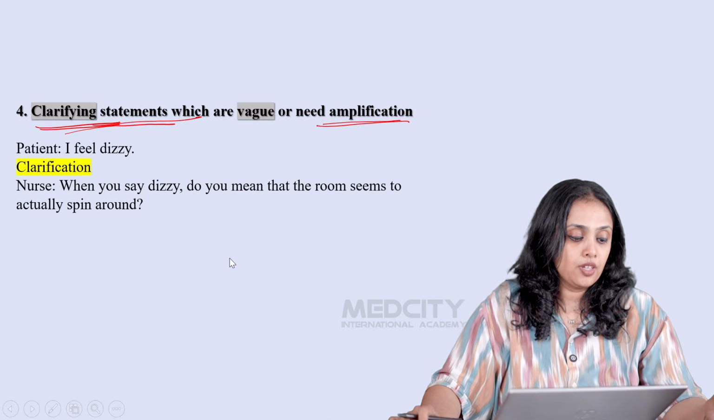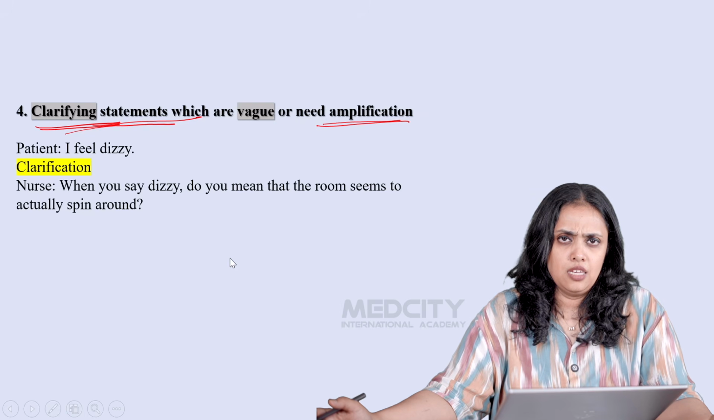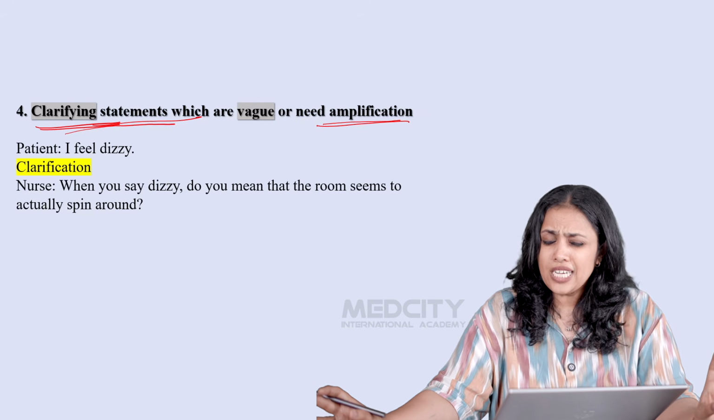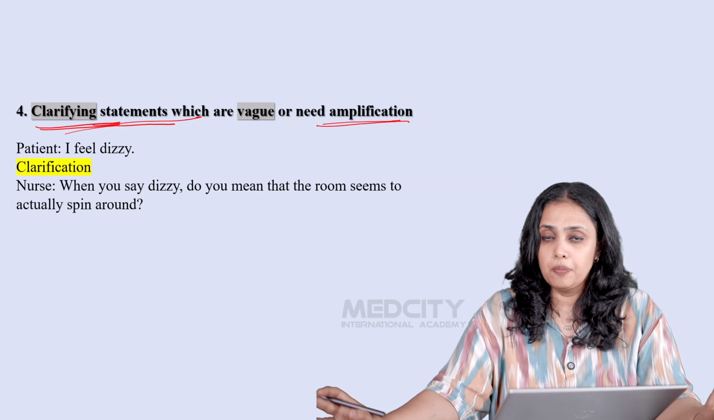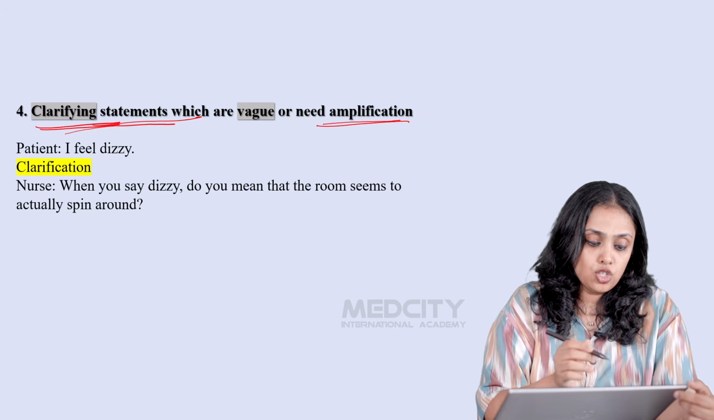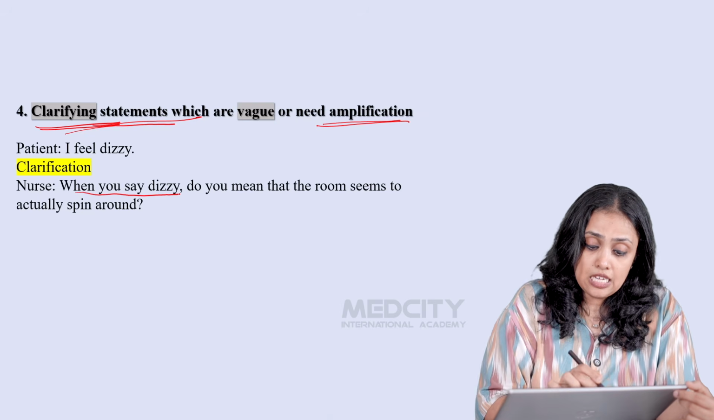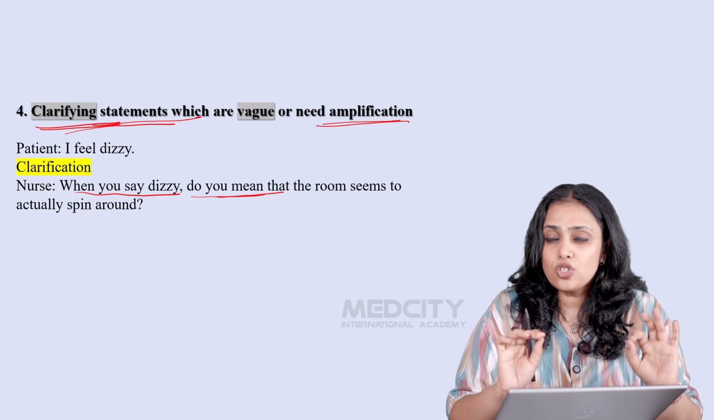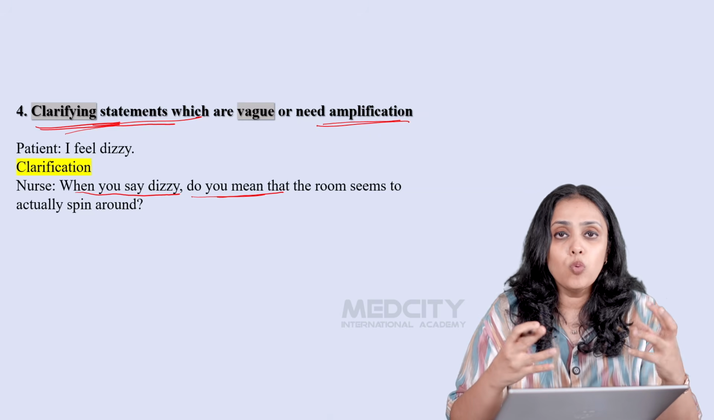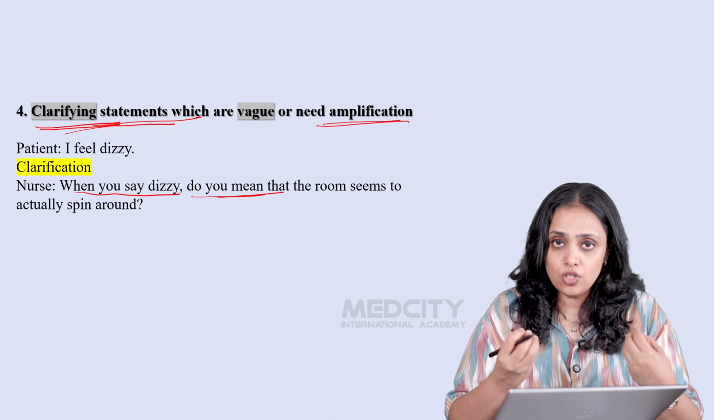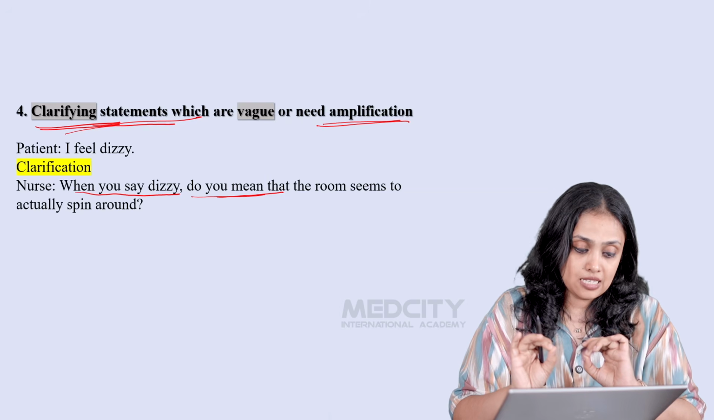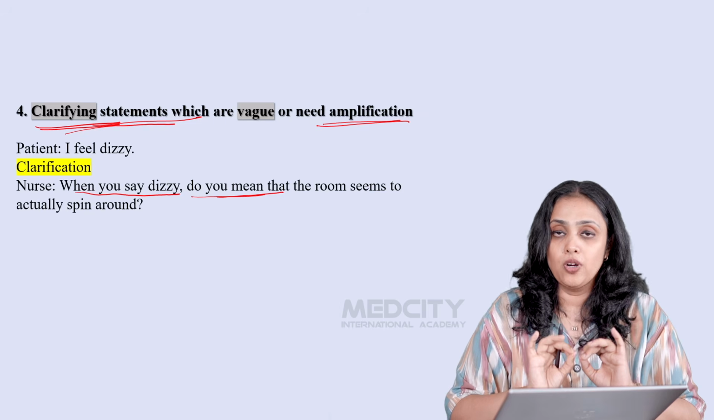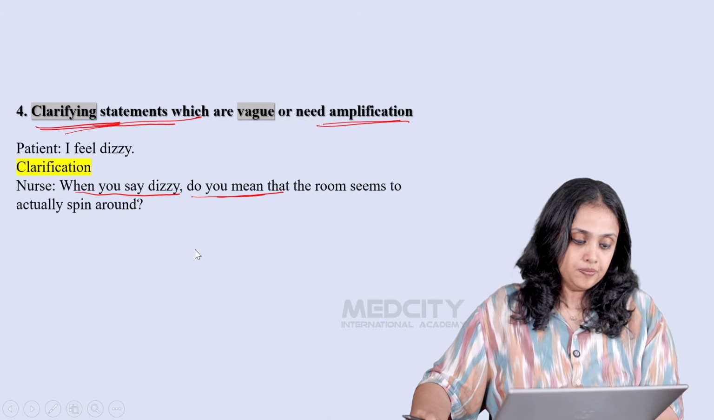I'll show you. The patient says, I feel dizzy. Patient says that I feel dizzy, that's it. Now if the nurse feels the need to know what exactly the patient was feeling, then the nurse should be asking, when you say dizzy, do you mean that the room seems to actually spin around? Because the nurse wants to get a clear picture of what the patient had experienced. So for clarification, the nurse has asked a clarifying question there. This is also an important part of information gathering.